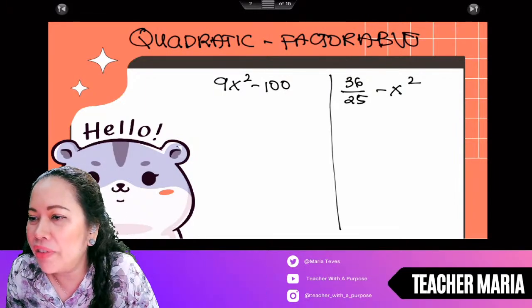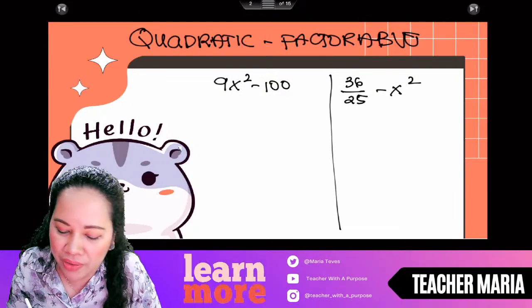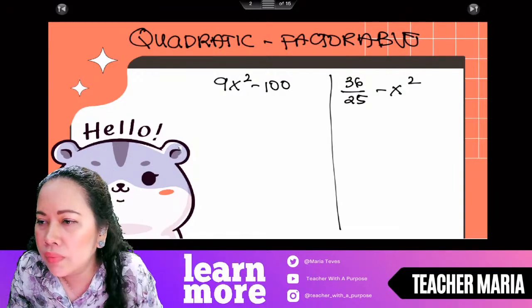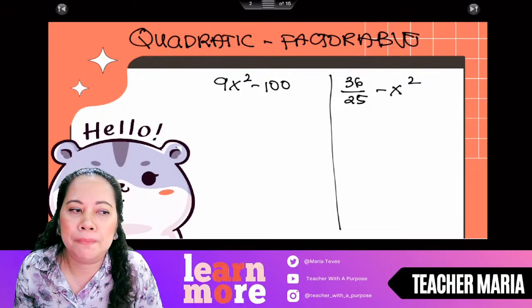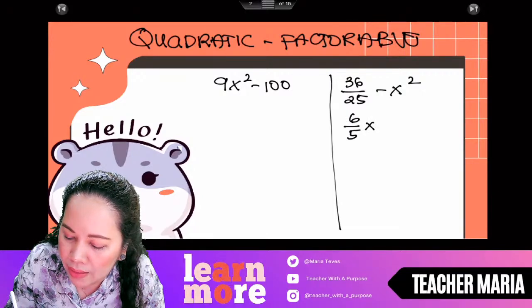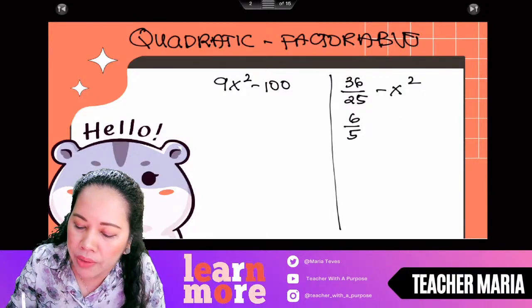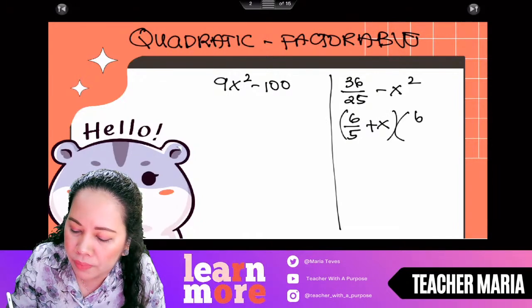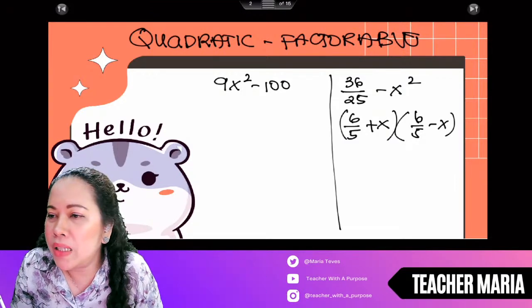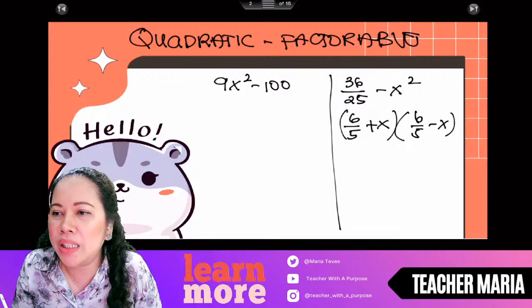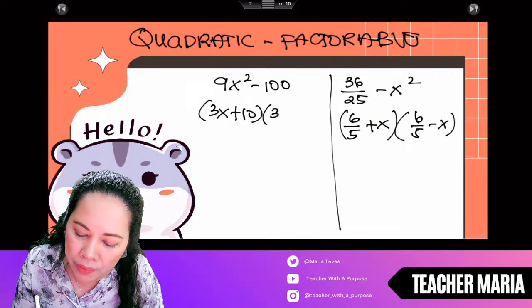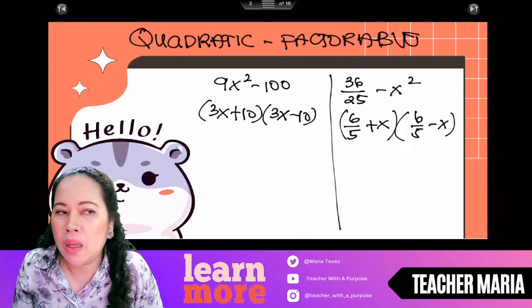Hundred. It's not 50. What is the root of 100? Yes, this is 6 over 5 plus x. The other one is correct. Oh, replace with, yes. Okay, you have to be careful. We're not adding. We are finding the roots. So 3x plus 10, 3x minus 10.